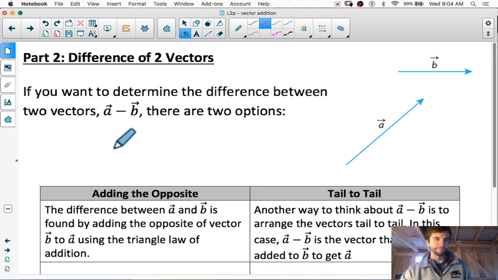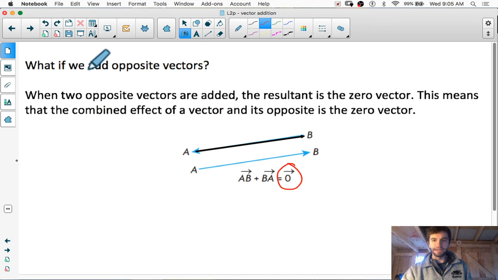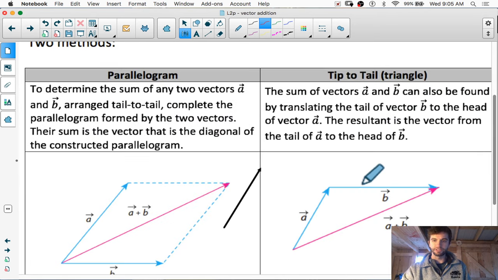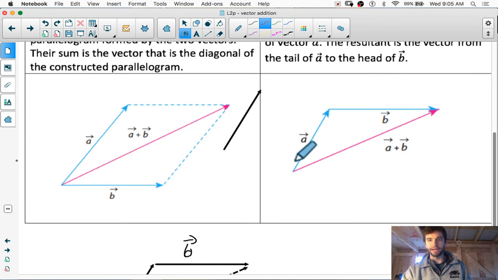Okay, the last thing I need to go over with you before we do any actual examples is how do we subtract two vectors. So I went over with you how to add two vectors, right? We placed the vectors tip to tail, like in this diagram here for adding A and B, and then our resultant goes from tail of first to tip of second.